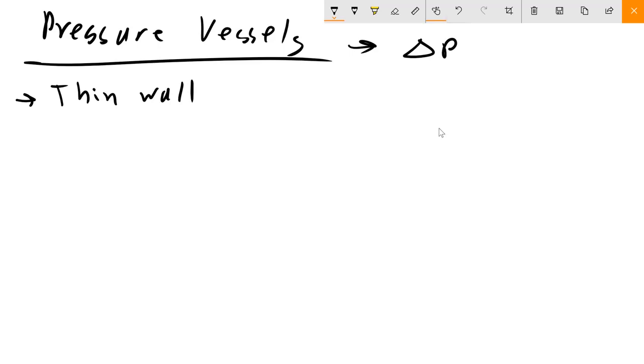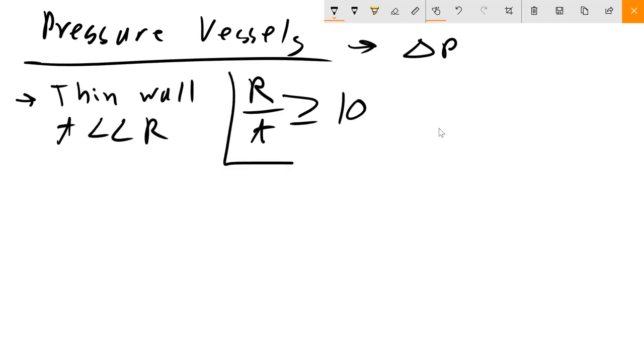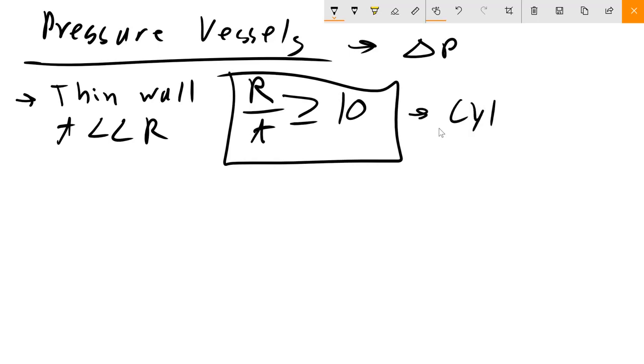We have this condition of thin wall when the ratio of R, the radius of our pressure vessel, over t is greater than or equal to 10. So for a thin wall, we want to make sure that the thickness t of our pressure vessel is much less than R. If we satisfy this condition, we can treat it as a thin wall, and typically we're going to be working with cylindrical pressure vessels.